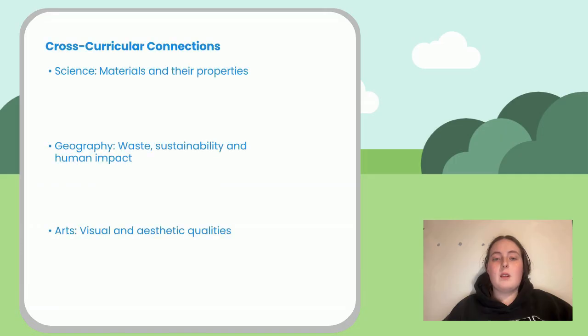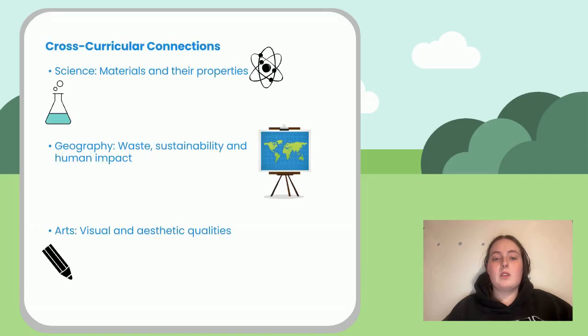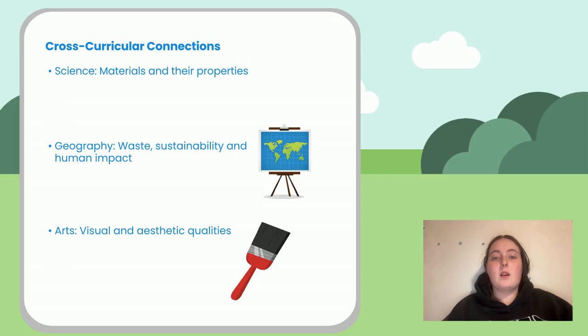This creates meaningful cross-curricular connections with science as students investigate materials and their properties, and geography as they consider waste, human impacts on environments, and sustainability. It also complements our team's arts learning by encouraging students to consider how the visual and aesthetic qualities of a design product can communicate meaning as well as serve a practical function.